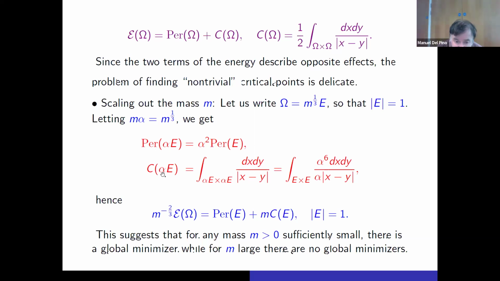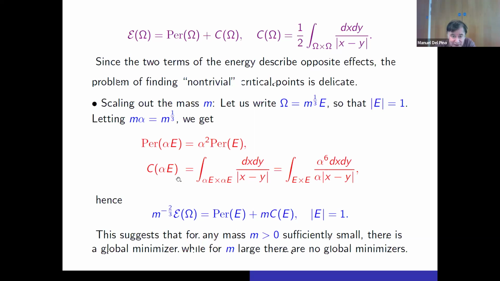While for the Coulombian part, it is also easy to track what's going on. The Coulombian part of the region alpha E can be written as this integral, right? But I would like to turn this integral into an integral on E, or on E times E, actually. And if you do that, in this double integral, you make the change of variables, changing x into alpha x and y into alpha y. Then I get this. The Coulombian of alpha E is this guy, okay? And what is alpha to power 6 over alpha? Okay.